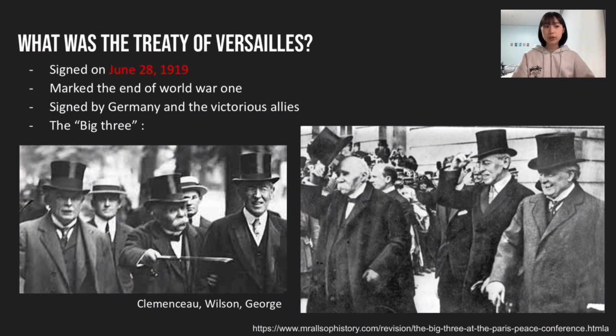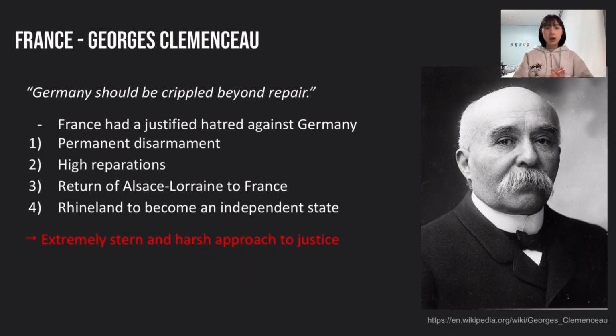So the first leader we'll mention is Georges Clemenceau. Clemenceau was the Prime Minister of France, and his primary concern was to guarantee the security of France against Germany. Thus, he wanted punishment that was as punitive as possible, to the extent that Germany would never be able to recover from their loss again. Basically, he just wanted to cripple Germany severely.